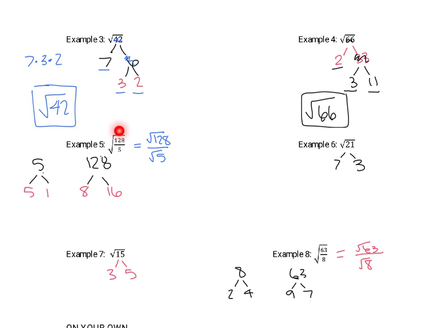We have a square root of 128 divided by 5. Well, remember, one of our guidelines states that when you have a fraction or division going on, you can actually break it down like this: square root of 128 divided by the square root of 5. So, we have basically 2 problems in one. So, let's deal with the square root of 5. Well, the square root of 5, after I break down 5 to 1, can't really break that down any further, so it's actually going to stay square root of 5.